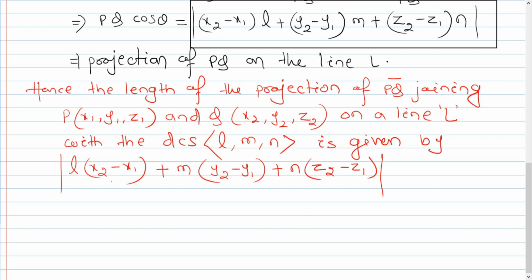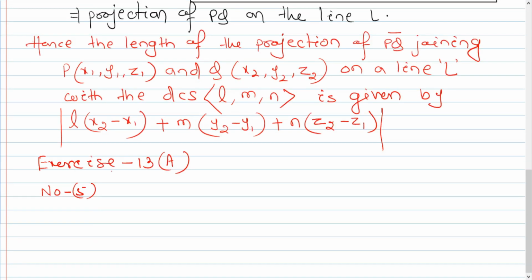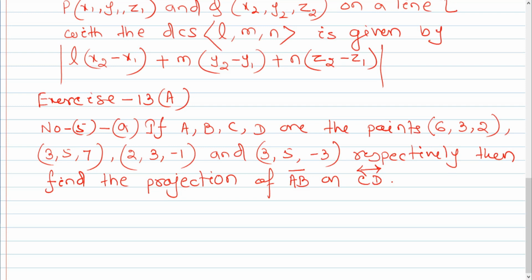So now I will take problem number 5, which involves the projection, of exercise 13A. You see, read question number 5. Number 4 on the direction ratio and direction cosine was already covered in the previous episode. Now we'll start from number 5, part A. Now we read the question.